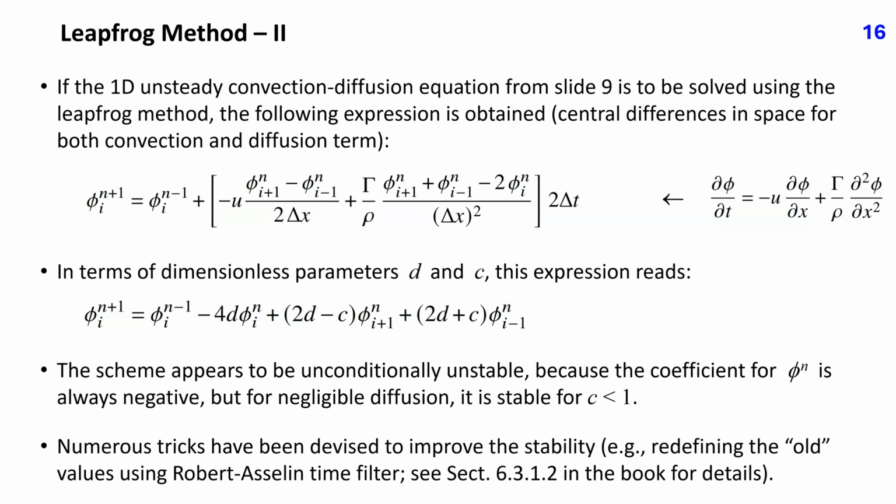The aim is to redefine the old solution. Well known is the Dufort-Frankel modification, which replaces phi n by an average of phi n minus 1 and phi n plus 1, as well as various versions of Robert-Asselin time filter, based on a central difference approximation of the second derivative of phi with respect to time computed at tn. See section 6.3.1.2 in the book for more details and references.